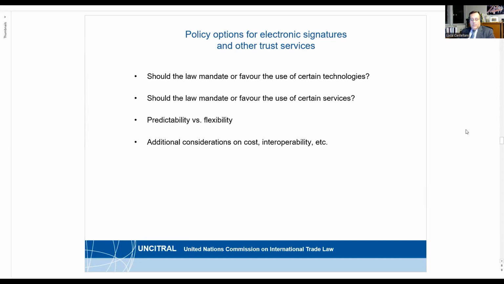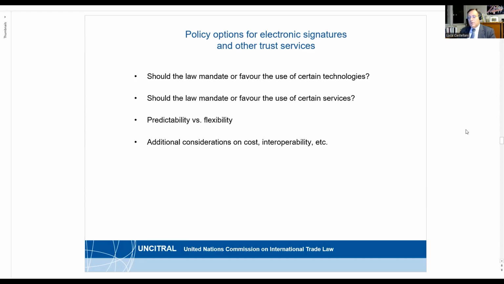We have options now. We cannot discuss the details of the law, but it's important to understand the options. Because of issues of legal predictability, sometimes the law wants to favor the use of certain technologies or services, but that, of course, goes to the detriment of technology neutrality, goes to the detriment of the flexibility of the parties in choosing the kind of solution that is more appropriate for them. And it can also hinder interoperability, and at times it can also entail additional cost. So this has to be done very carefully.